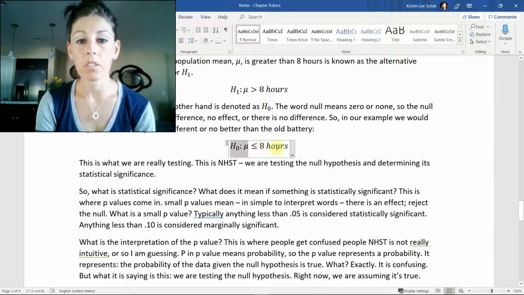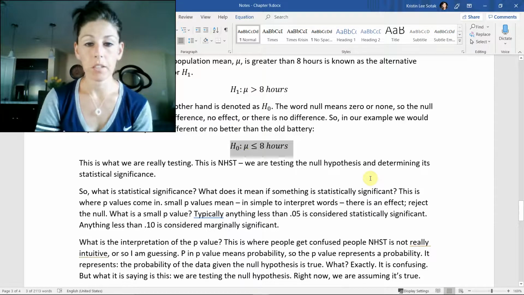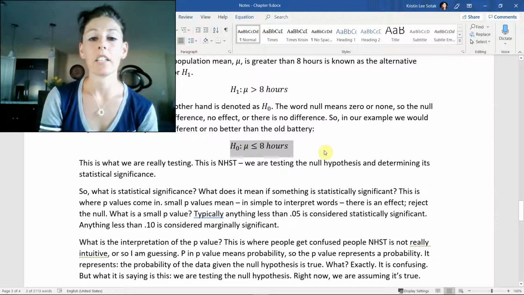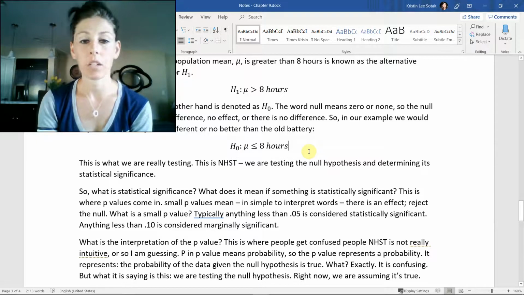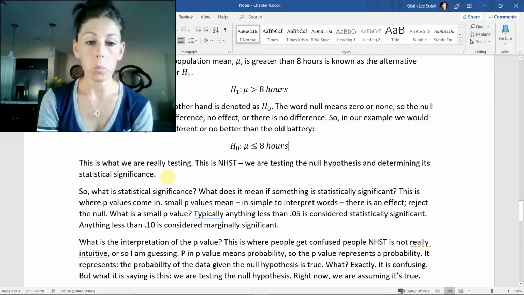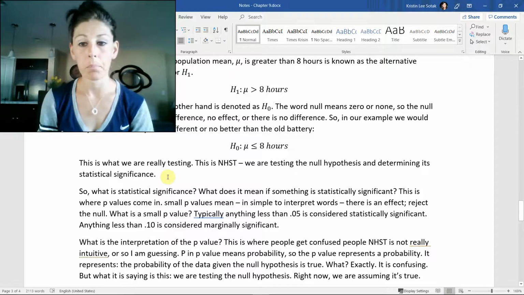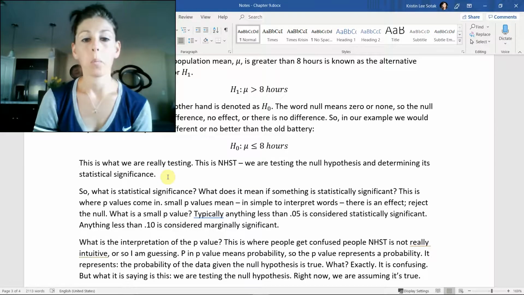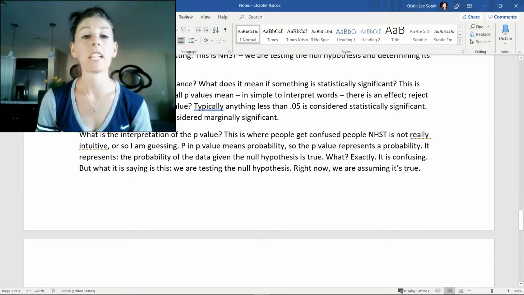So H sub 0: mu, the population mean, is less than or equal to 8 hours. It can be even less than, we don't care, we just know that it can't be greater than 8 hours. And that is what we are really testing. This is null hypothesis significance testing. We are testing the null hypothesis and determining its statistical significance. So, what is statistical significance? What does it mean if we say something is statistically significant? This is actually where p-values come in.